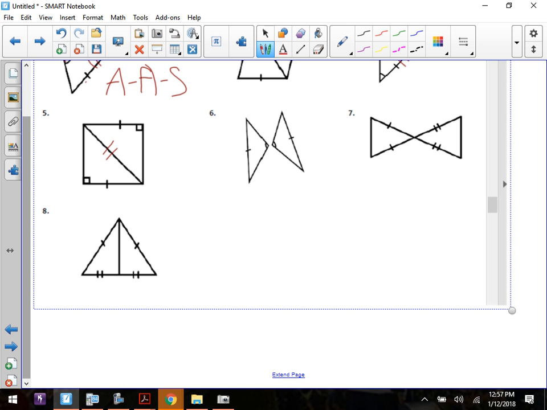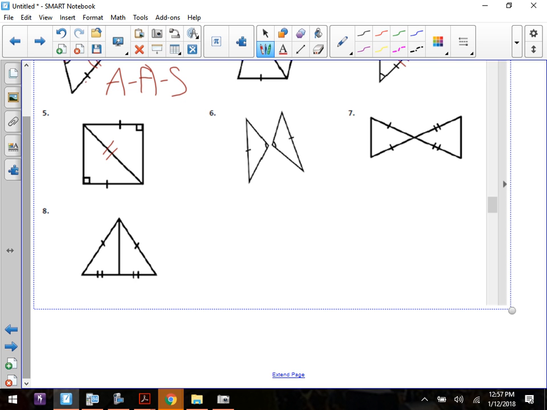Right. Hypotenuse leg. Very good. Hypotenuse leg is when you've got a right triangle. In this case, we know we have right triangles because of the right angles. The hypotenuse happens to be across from the right angles. Do you have to always use hypotenuse leg if you've got a right triangle? No. You can get side, angle, side. It's not a big deal.